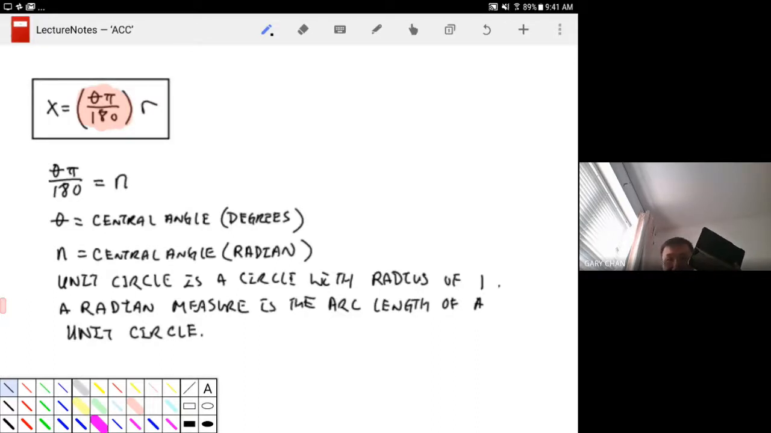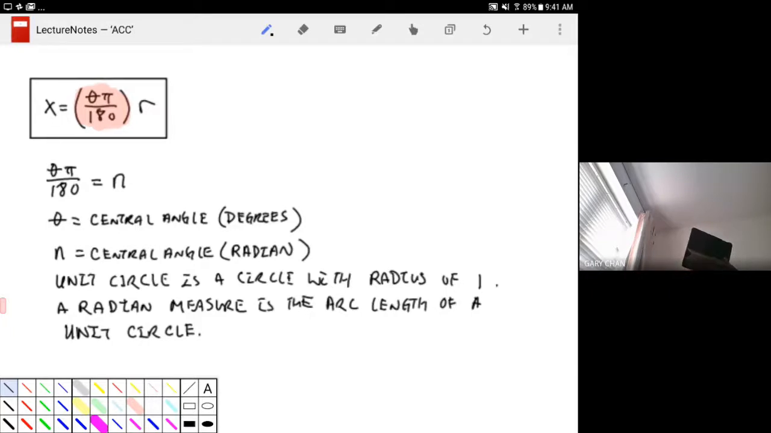So for that reason, mathematicians, when they talk about central angle, nearly 100% of the time will be referring to it in terms of the radian measure. Having said that, let's take a look at the example that they want you to solve. I'm going to stop presenting and look at this now.